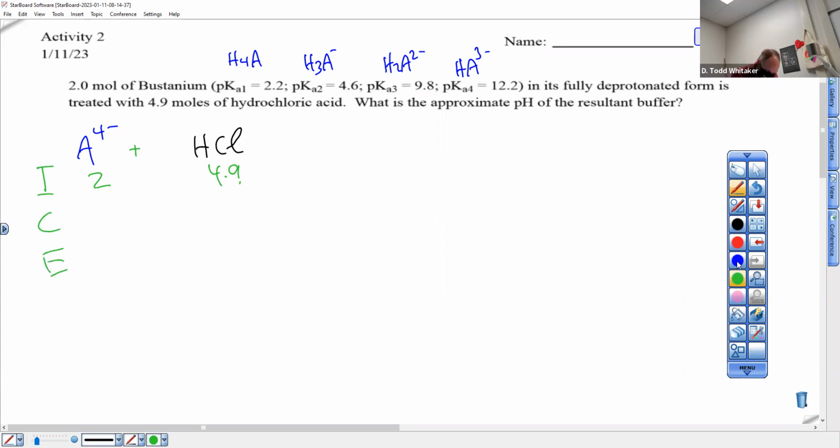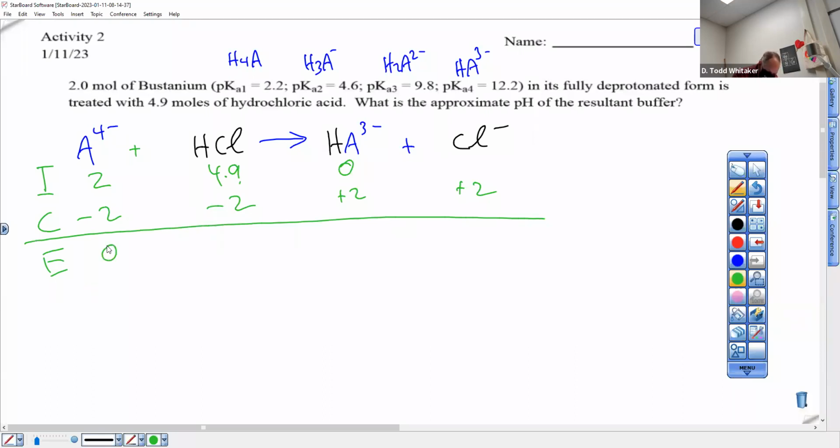And what is this becoming? A4 minus becomes HA3 minus. HCl becomes, you don't even have to answer because I don't care, right? Cl minus is just around for the ride. And you started with nothing. And the limiting of those 2 numbers is 2. You're going to lose 2, you're going to lose 2, you're going to gain 2, you're going to gain 2, but who cares?